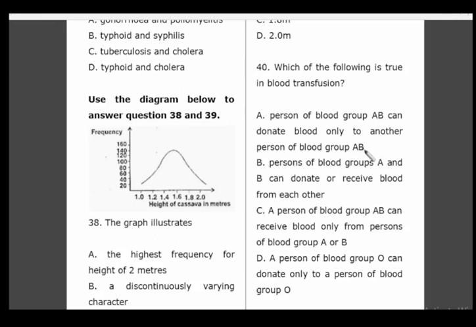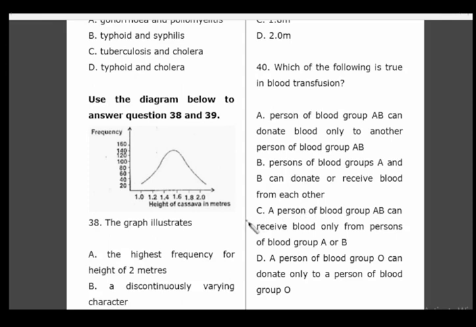So also B will not be able to collect blood from AB because B has anti-A antibody, and AB here has antigen A. So B will not be able to collect the blood from AB because B has anti-A antibody. As such, it will not be able to collect blood from AB because AB has the antigen A and antigen B. B blood group is against A, and so it will not be able to get the blood from AB. And then option B says persons of blood group A and B can donate or receive blood from one another. That is absolutely wrong. It is not possible for persons of blood group A to get blood from B or vice versa.